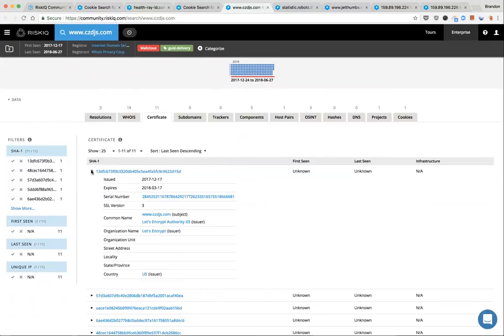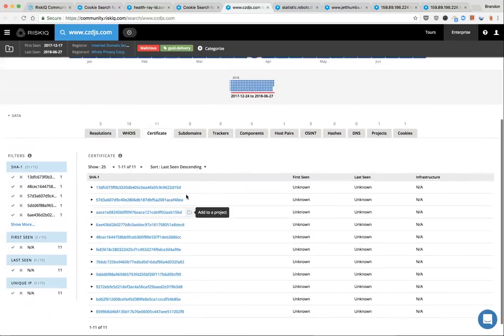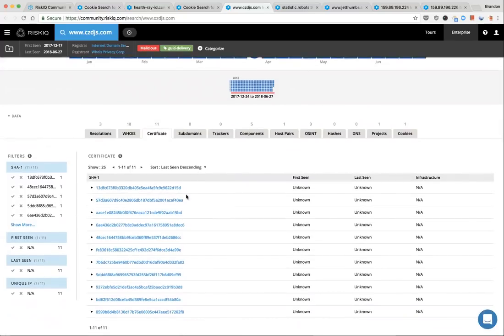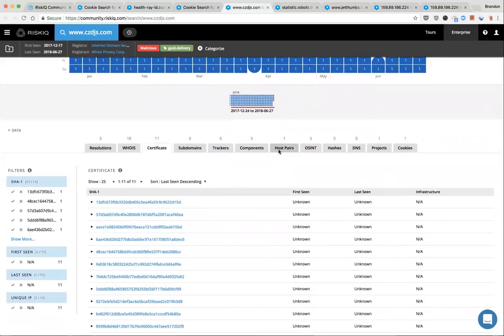This is something that we know these actors used in the past. They favor Let's Encrypt certificates. And so if I wanted to here, I could actually pivot on this common name in order to get any other infrastructure or certificates also referencing this common name. But all these things are sort of telling me, okay, this is probably related to the malicious actors.